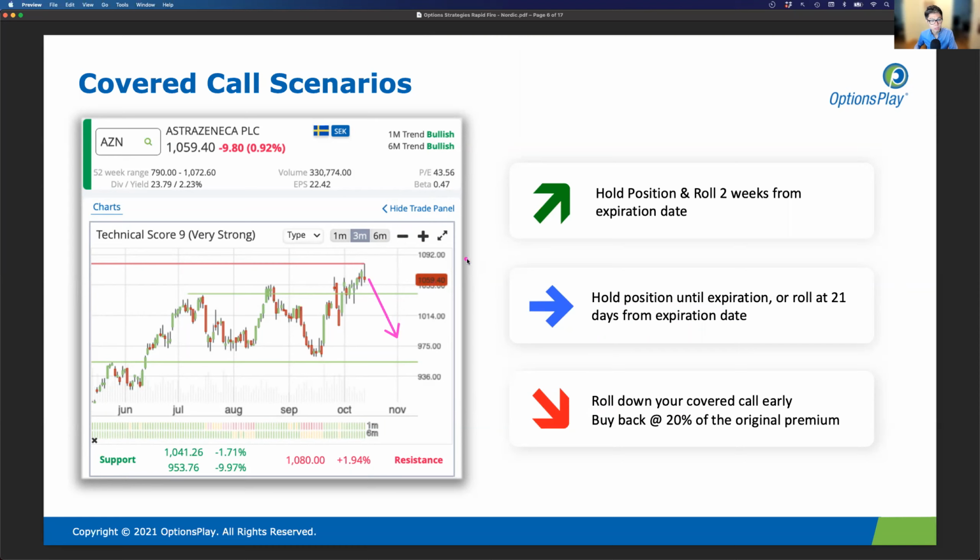The only time it makes sense to roll the call early is if the stock declines. And many times, if you sell something for 500 crowns, the rule of thumb is once you're able to buy it back for 20% of the original premium. So if you sold something for 500 and it's now trading for 100, which is 20% of the original premium, then you can roll your calls early, basically buy it back for 100 crowns and try to sell an immediate covered call again. Try to collect maybe another 500 crowns, because now you've lost money on the underlying stock.